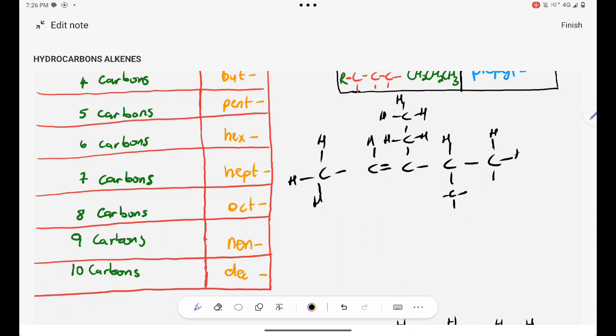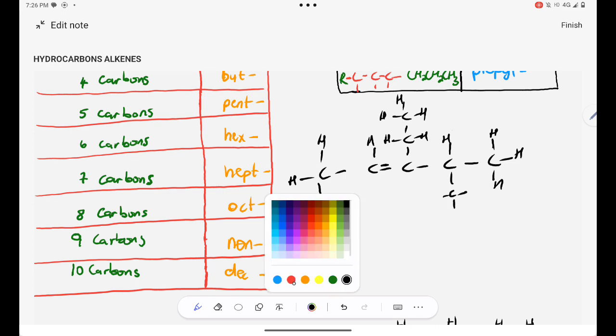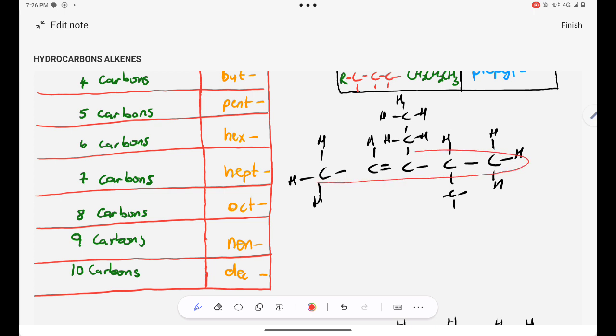Your duty is to write the IUPAC name for this compound. How can you do that? Obviously, this will be your parent chain because it has the most number of carbons. If, guys, you are dealing with alkenes, your parent chain should be the one that has the most number of carbons and has a double bond. Please don't make a mistake to omit the double bond. Okay.